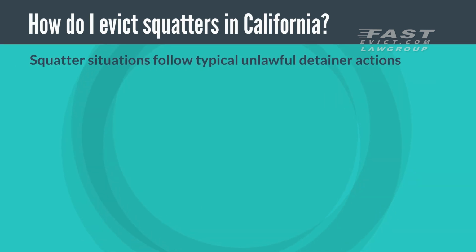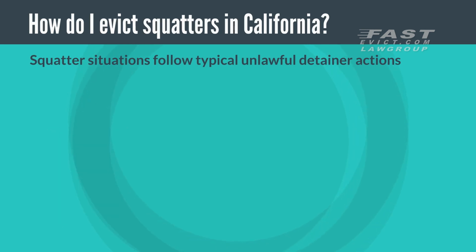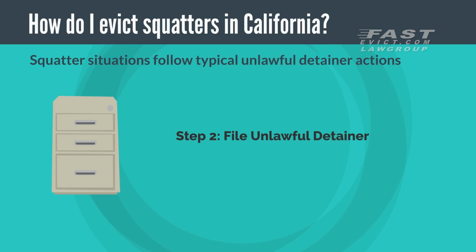As with any typical unlawful detainer, the eviction process starts with a notice that must be served to the occupant, or in this case, the squatter. If a name is not known, then a fictitious name can be used, such as John or Jane Doe. The notice must be served personally, posted on the property, or mailed. A forcible detainer lawsuit is then filed in court and a summons and complaint is served to the occupant.